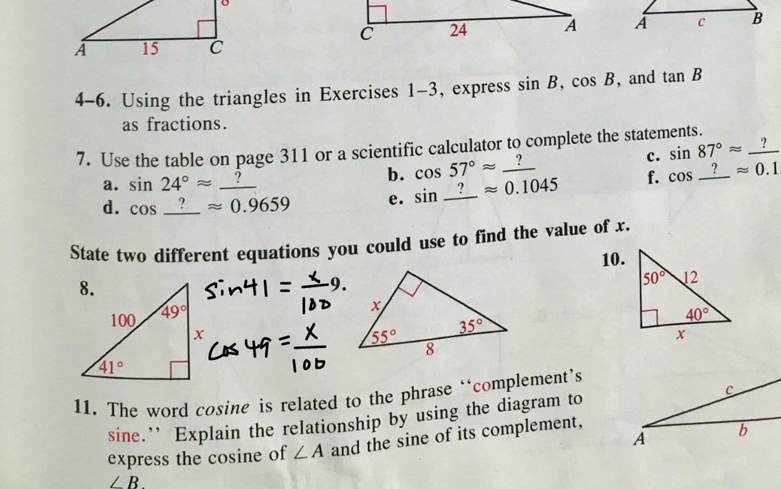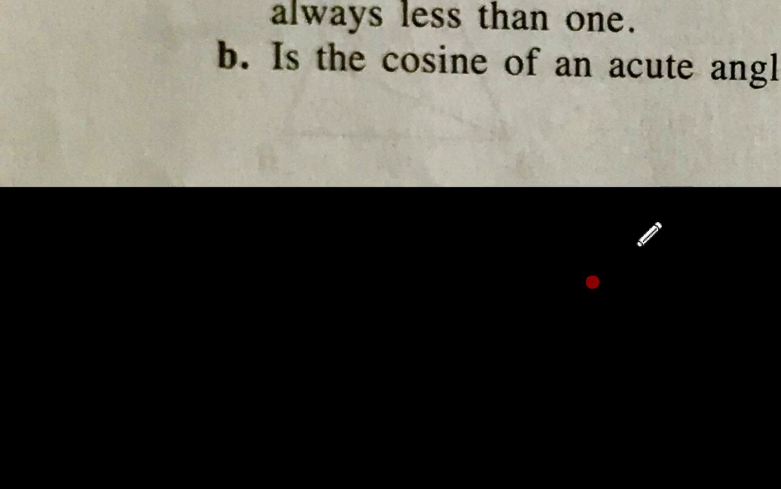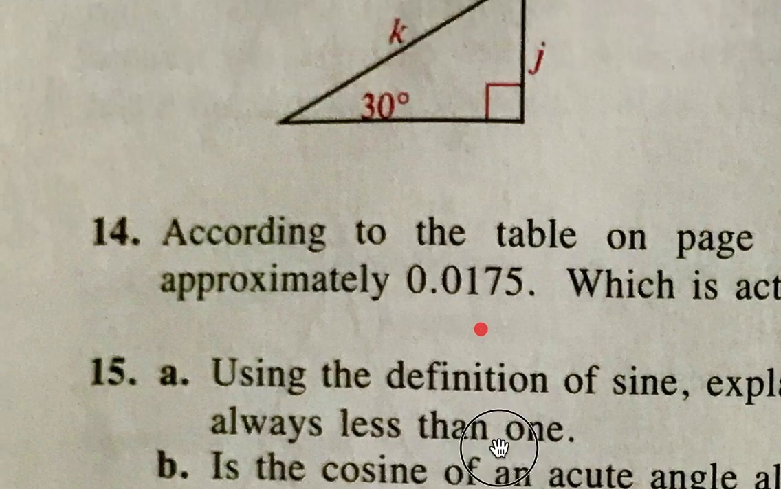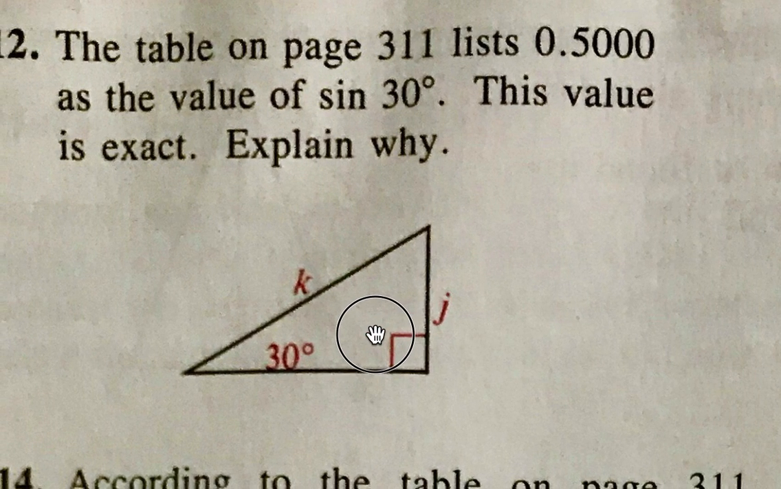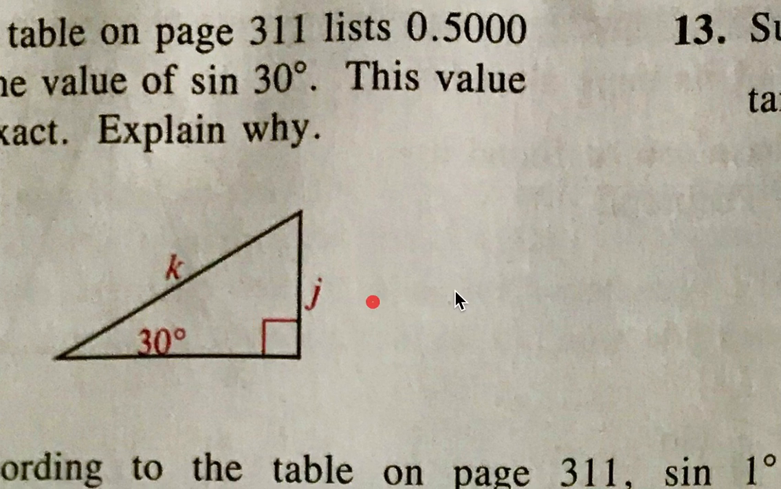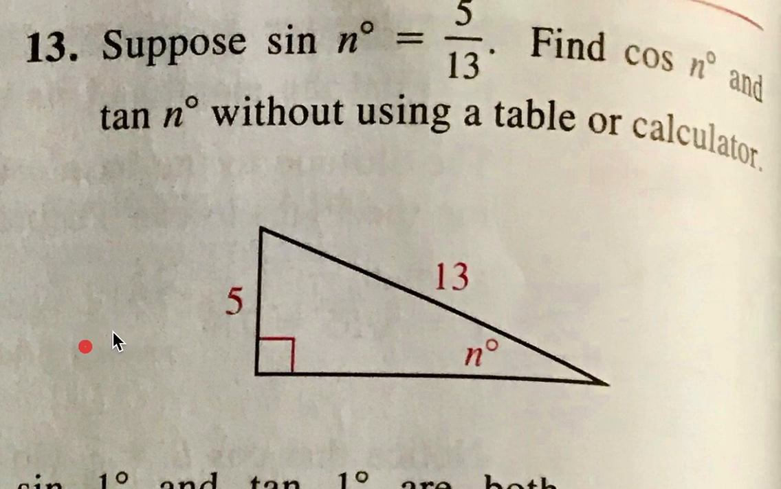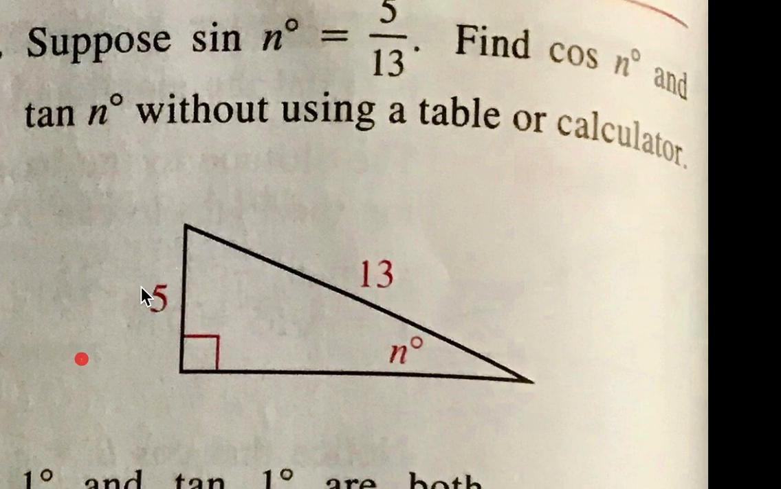So let's see if I have one more slide to do on this. Yep, I do. Let's see if this is worth doing. It says, okay, we're not going to do that one. Suppose the sine of n is 5 over 13. Find the cosine of n and tangent of n without using a table or a calculator.